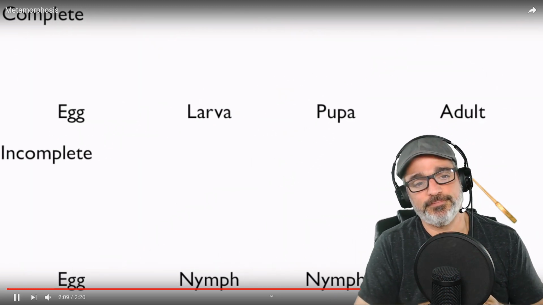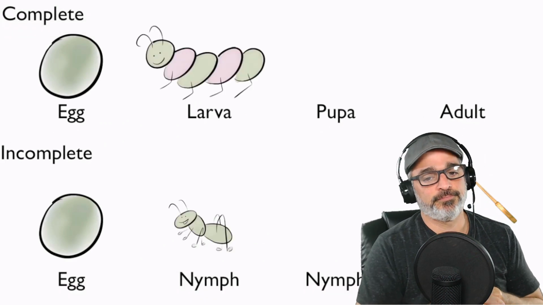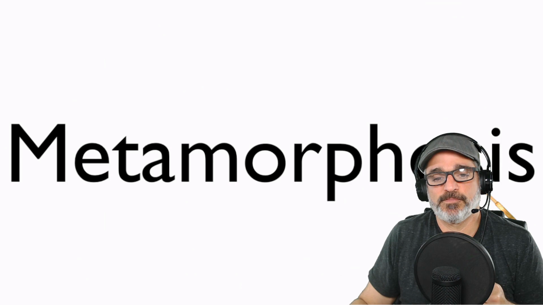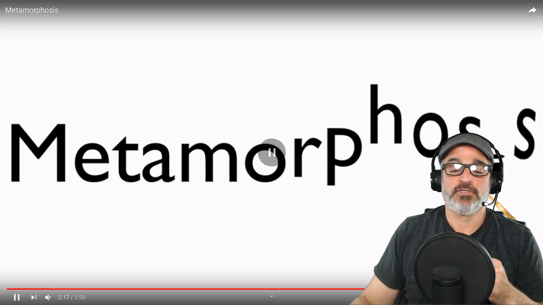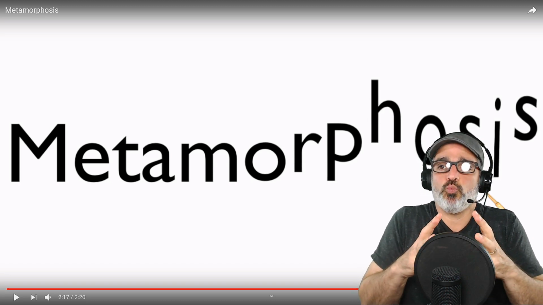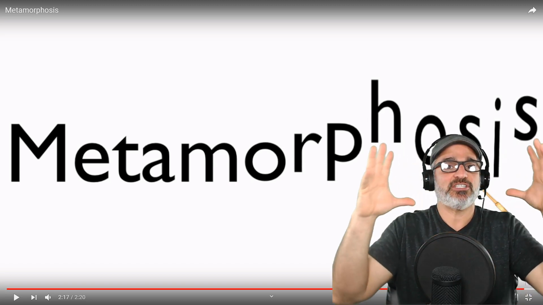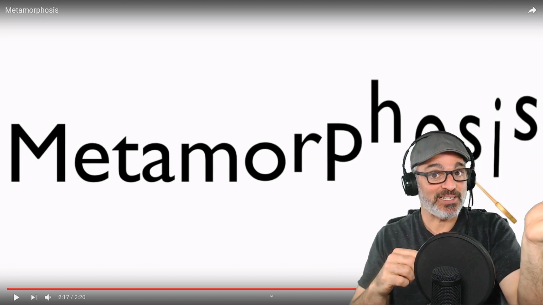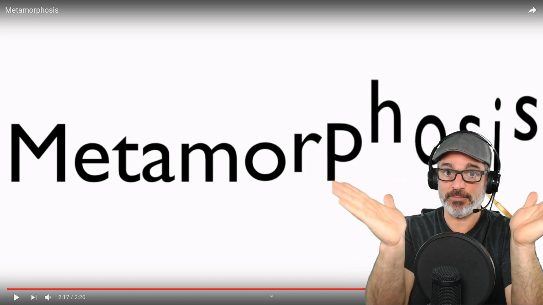The adult is fully developed and can lay eggs to start the life cycle all over again. Okay, guys, so this was the first video on metamorphosis, and with this we kind of have a general idea, a good idea of the differences between complete metamorphosis and incomplete metamorphosis.